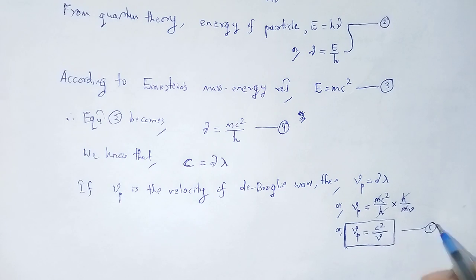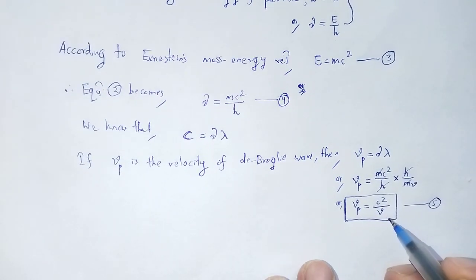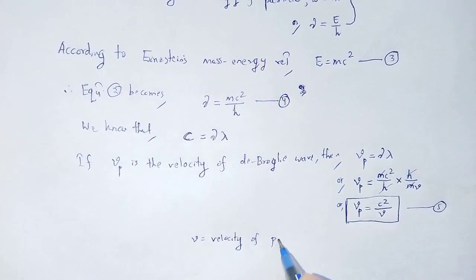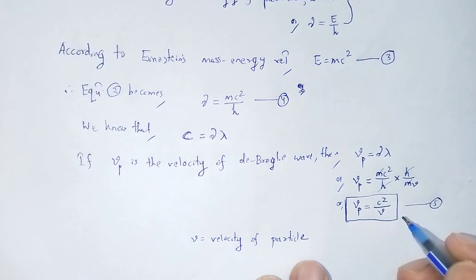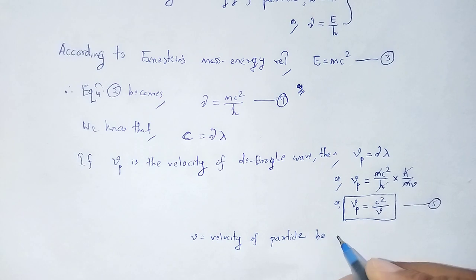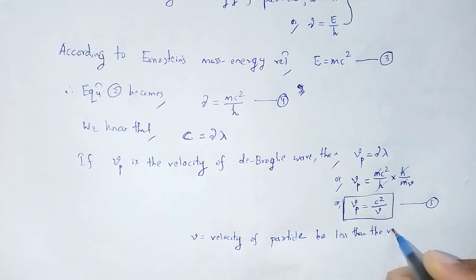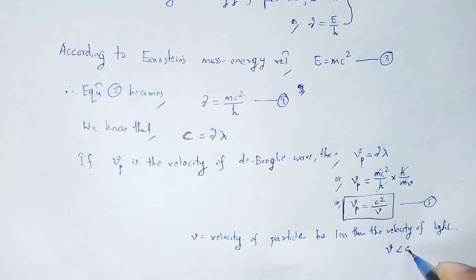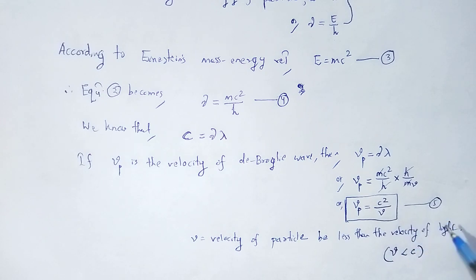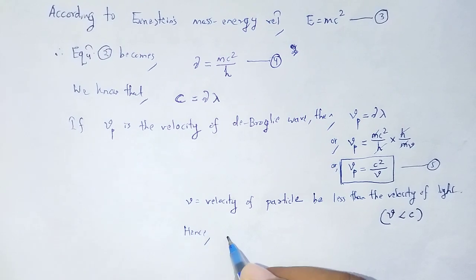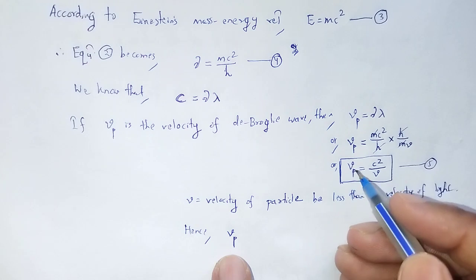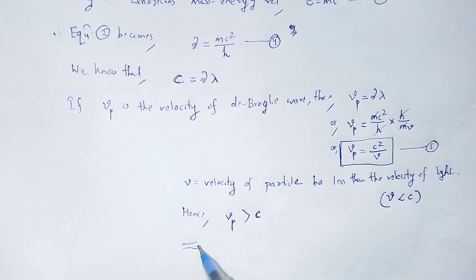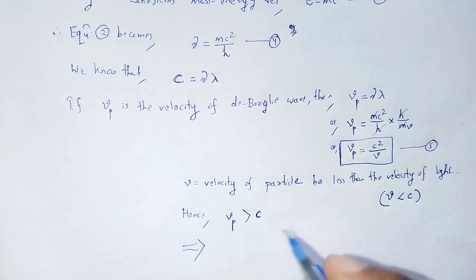Look at that equation. This v is the velocity of the particle. The velocity of the particle must be less than the velocity of light. Why? As you know, no particle moves faster than the speed of light. Hence, in that expression, v of p, which is the velocity of the de-Broglie wave, is greater than c. What does that equation clarify? The de-Broglie wave moves faster than the velocity of light.